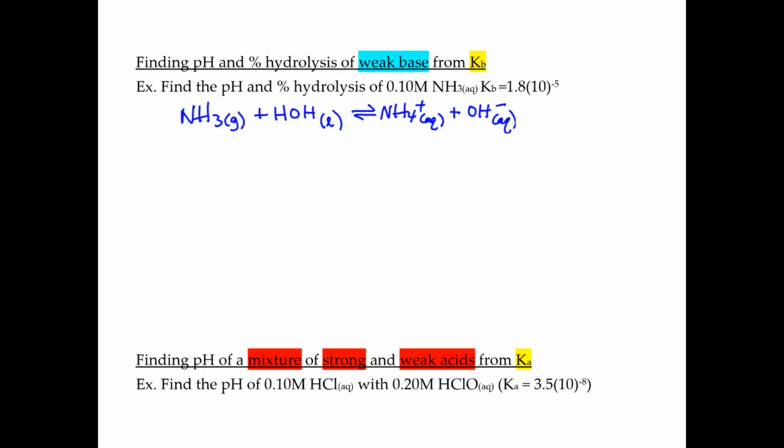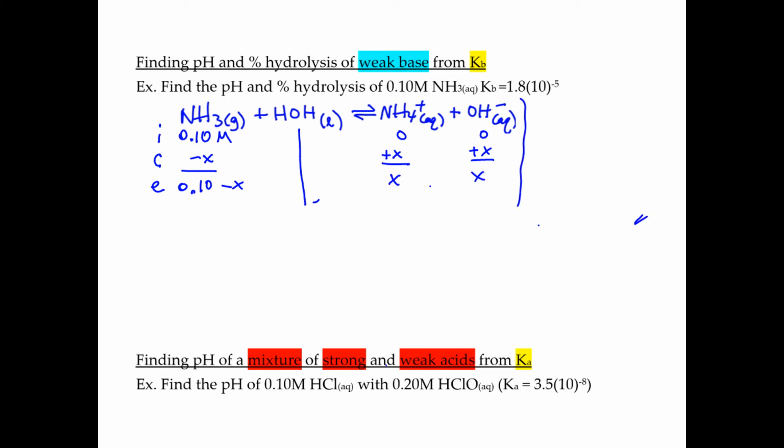So let's do our ice chart. For this, we're going to write ICE. They're telling us that the concentration is 0.1 molar. Now you don't have to worry about this because it's a liquid, so we'll just cross it off. This is a 0 and a 0, so you're going to shift to the right. So minus x plus x plus x. So you're going to have 0.1 minus x, x, and x.